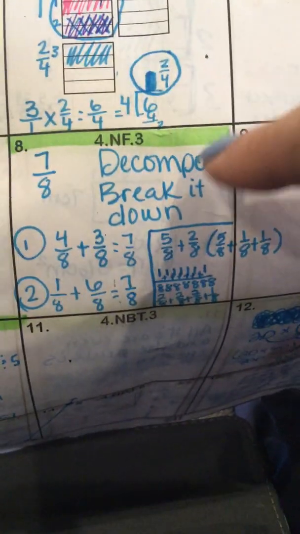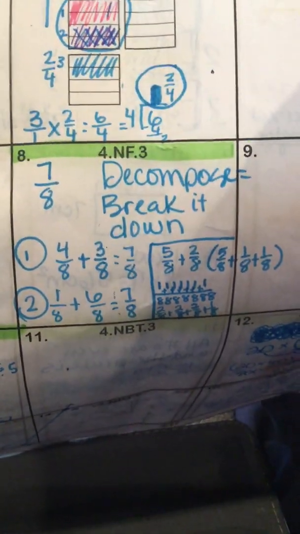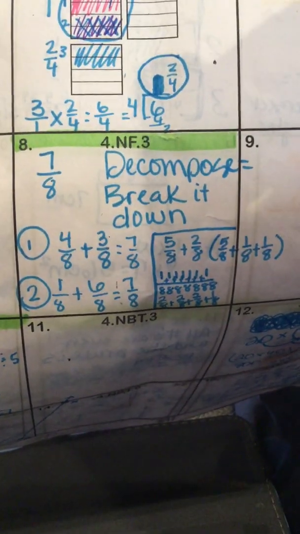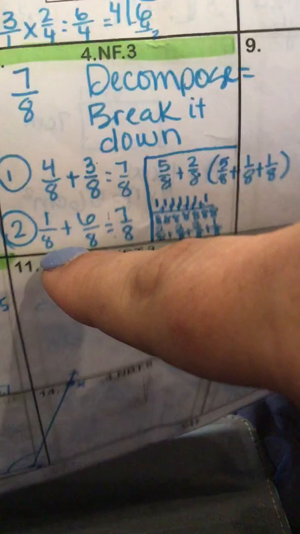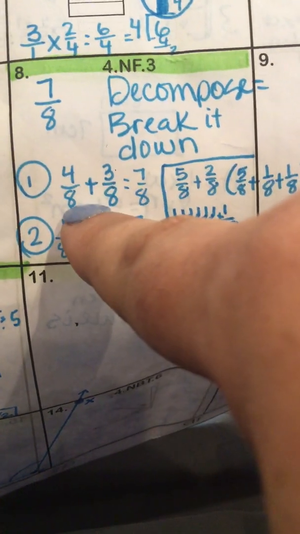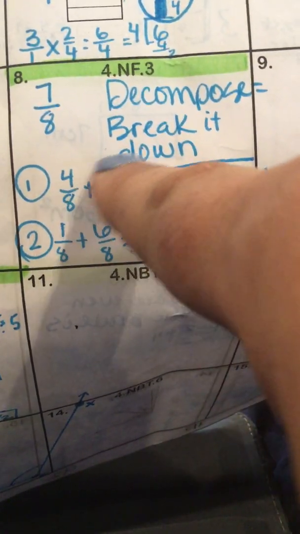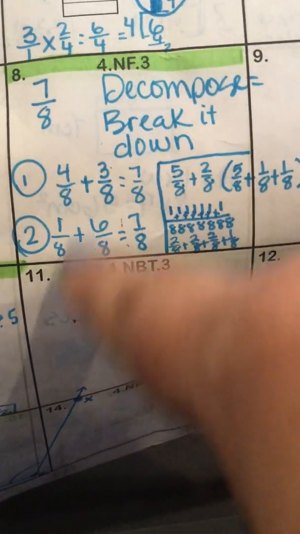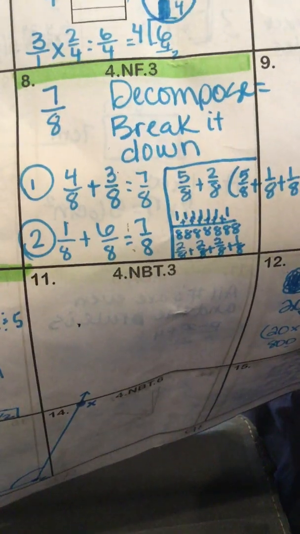Decomposing, which means to break down. We talked about how that means in like animals or in science, how they talk about it breaking down. And we talk about in math how you would break down a fraction and how the denominators must be the same as what you're breaking down. 3/8 plus 4/8 equals 7/8. And of course, it's probably going to be a different fraction that they're going to have to decompose.